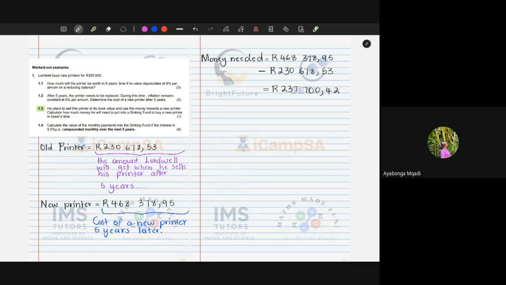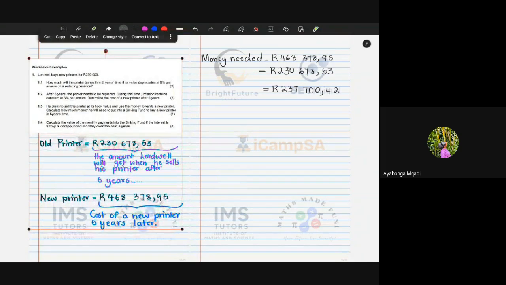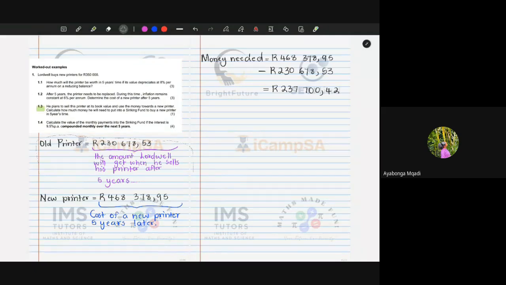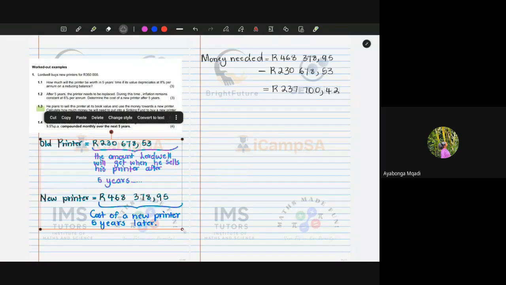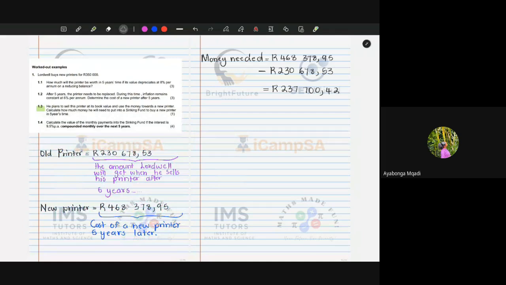700,42. Yes. Awesome. Thanks for that. So this is the amount that our Lord Well needs to be able to get himself a new printer after these number of years. So that is the amount that he needs. Any questions, guys?